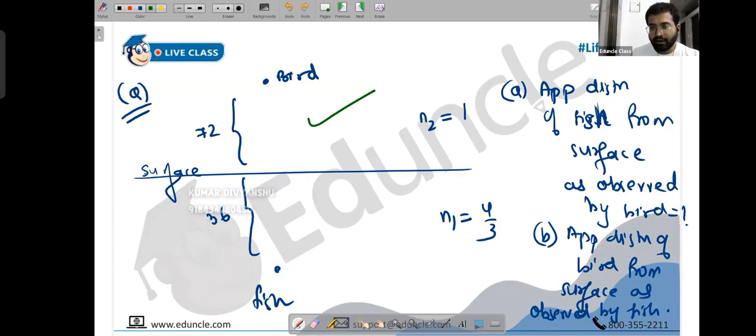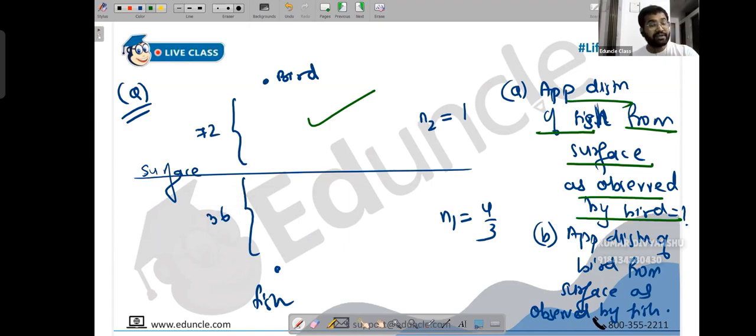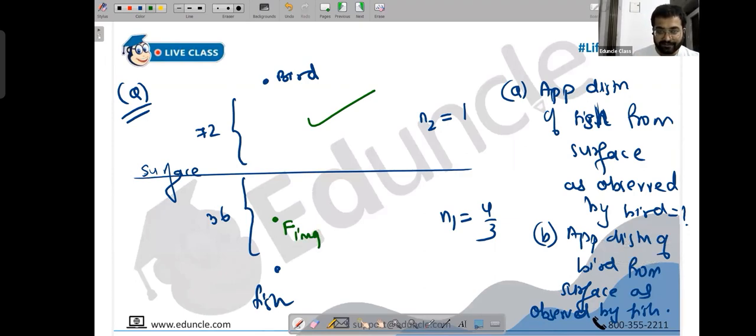So apparent distance of fish from surface as observed by bird. Now listen, they are asking you the distance of fish from surface. So right now fish is here, people. This is very important in English. This is the image of the fish, which is at a distance of 27. And here is the surface. This is the apparent distance of fish from surface as observed by bird.